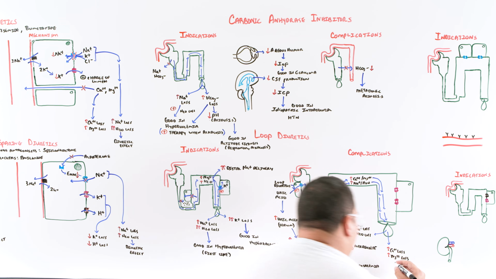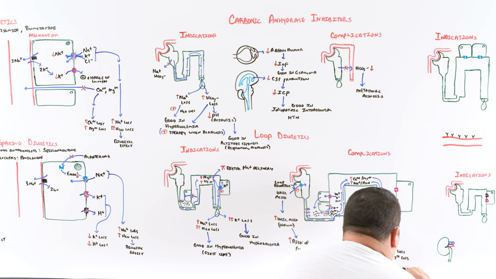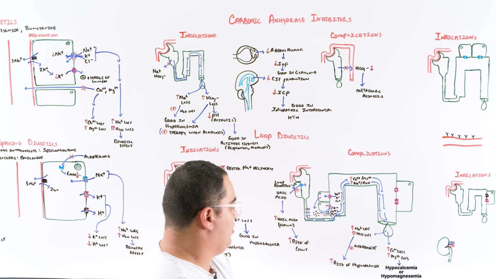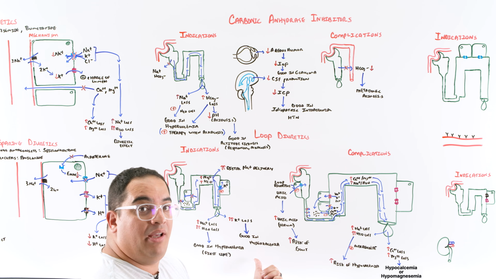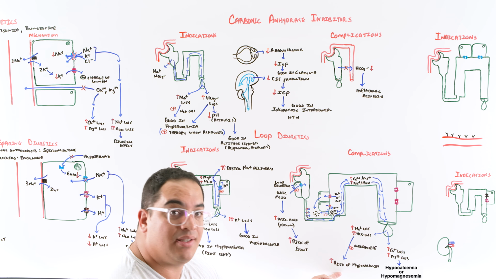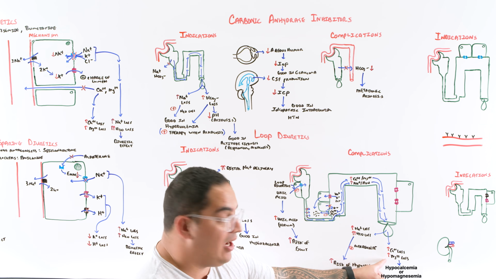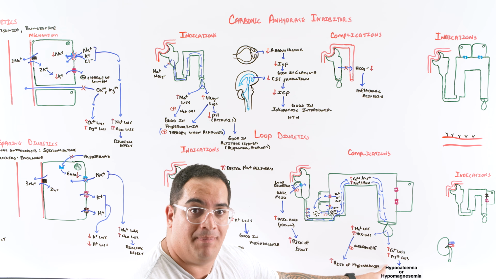So watch out for hypocalcemia or hypomagnesemia. Every time you diurese a patient for hypervolemia or hyperkalemia, you keep a close eye on their volume status. You keep a very, very close eye on their electrolytes, especially the calcium and the magnesium.